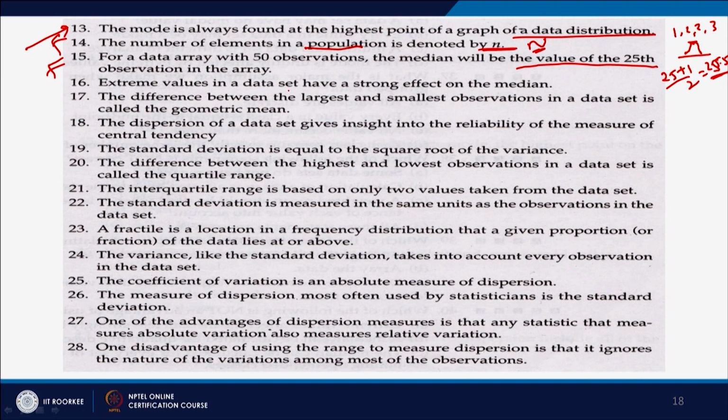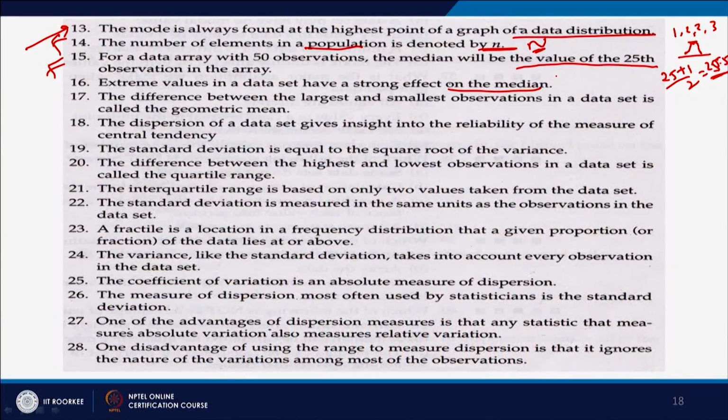Extreme values in a data set have a strong effect on the median. Is it correct? Actually, one of the advantages of the median is that it is not affected by extreme values. So, 16th is false, right. The difference between the largest and smallest observation in a data set is called the geometric mean. No, it is called the range. So, this is false.